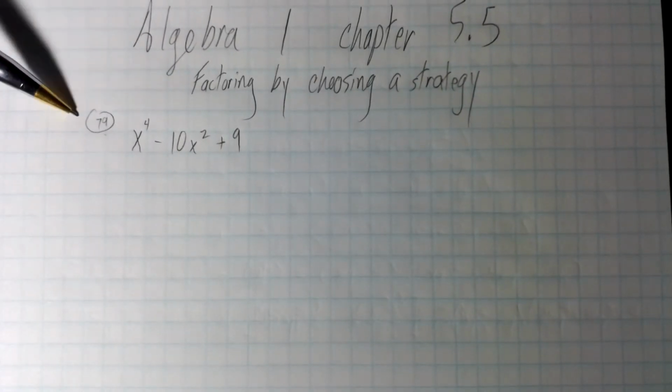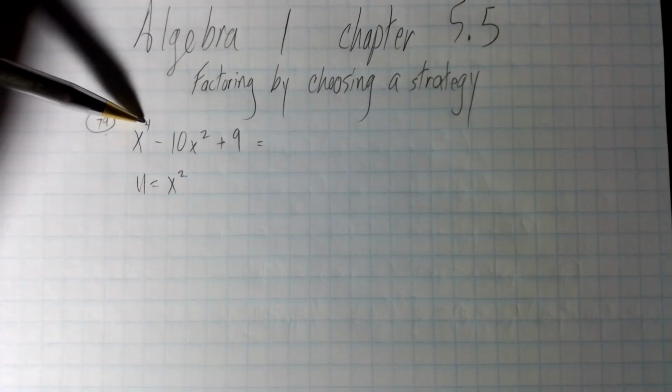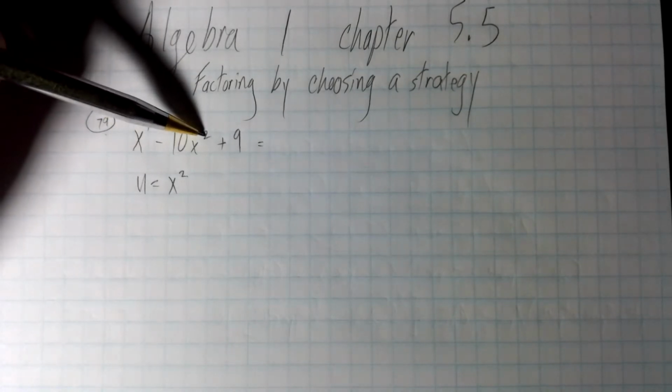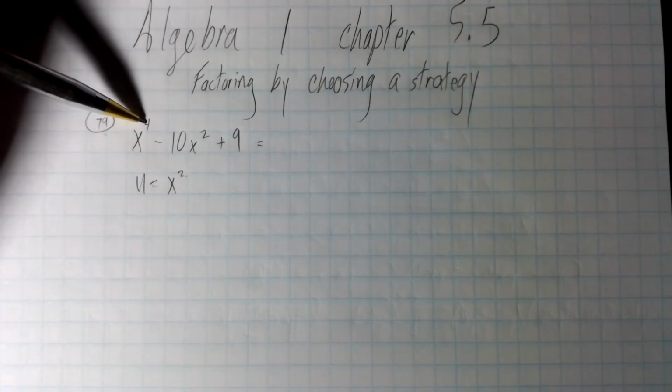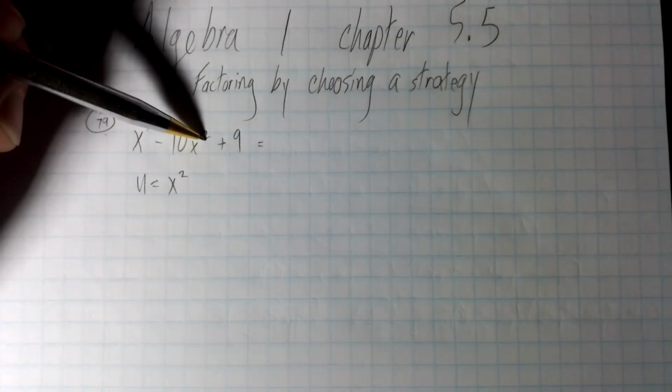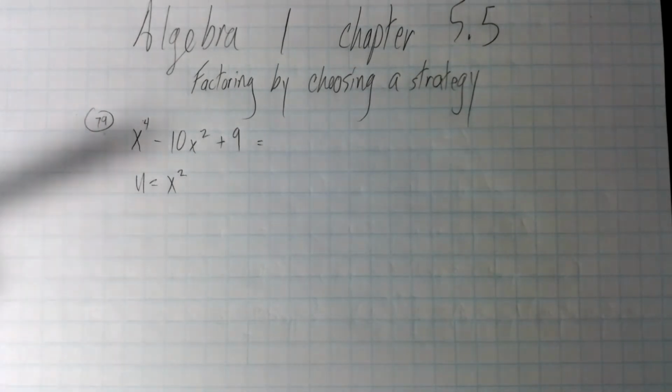This one is actually number 79 in all those problems I just showed you. The thing we have to notice in this problem is that I have something to the fourth power and something to the second power, but usually when we're doing these problems, I'm going to have something to the second power and something to the first power. So I'm going to do what's called a U substitution. We're going to be doing U substitutions in other ways in the future.